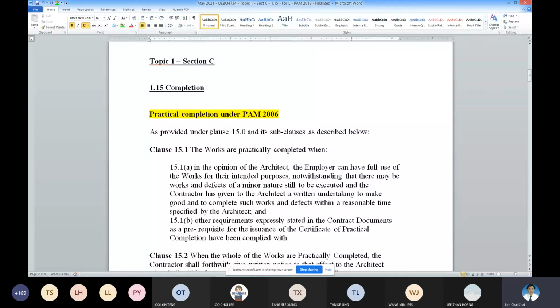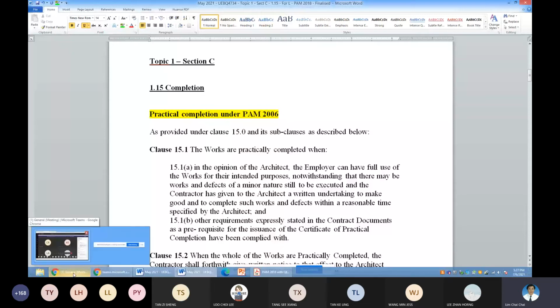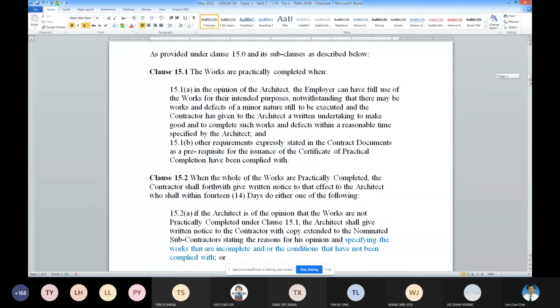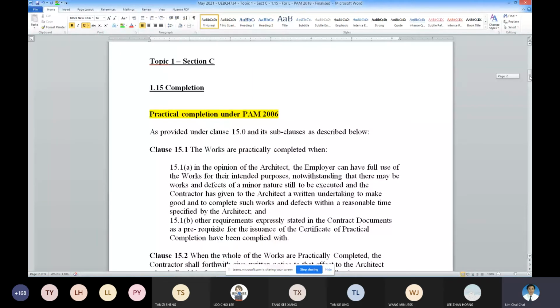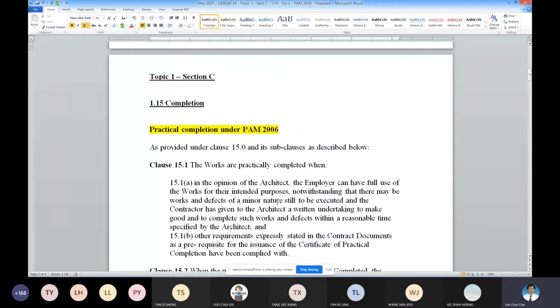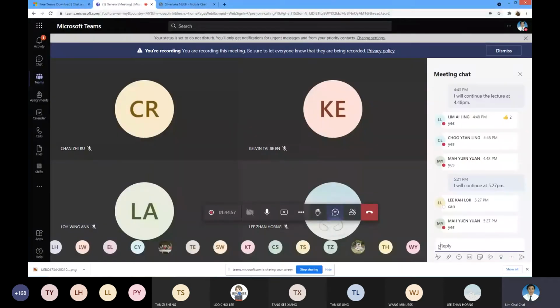Welcome back, everyone. We continue on topic 1, section 1.15, related to completion of the project. Okay, so can you see the screen and all these things? Are they working properly? Feedback to me, please. Okay, thanks a lot.